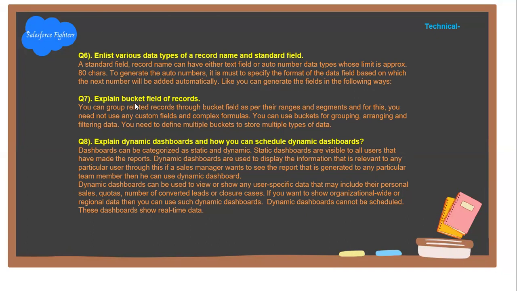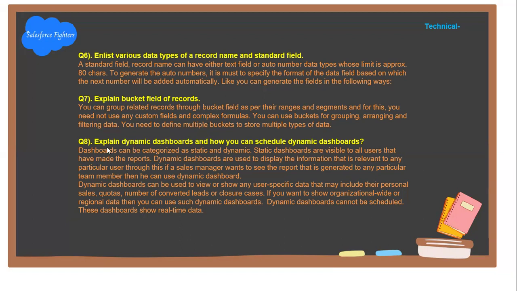Next question. Explain bucket fields of reports. You can group related records through bucket fields as per their range and segment, and for this you need not use any custom fields and complex formulas. You can use buckets for grouping, arranging, and filtering data. You need to define multiple buckets to store the multiple types of data.